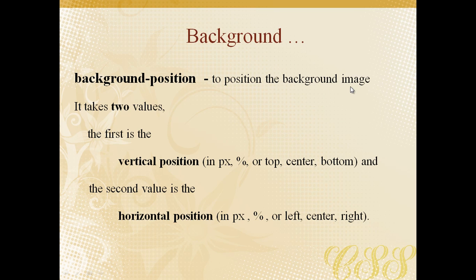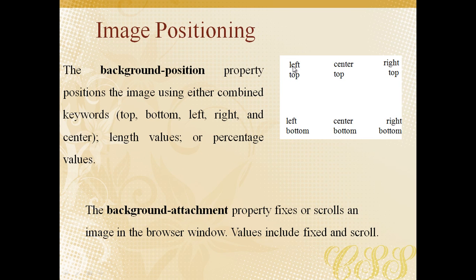To position the background image, it takes two values: one is the vertical position and the second one is the horizontal position. The values can be in px or percentage, or you can specify top, center and bottom. For the second attribute, it can also be px, percentage, left, center, right. Any of these combinations can be passed as a parameter. If you have left top, then the image will be printed here. If it is center top, it will be placed here.